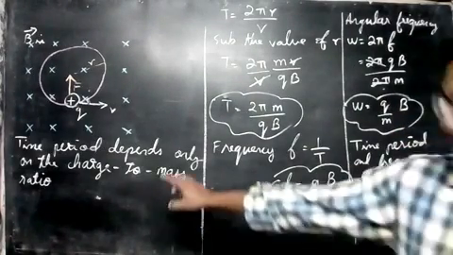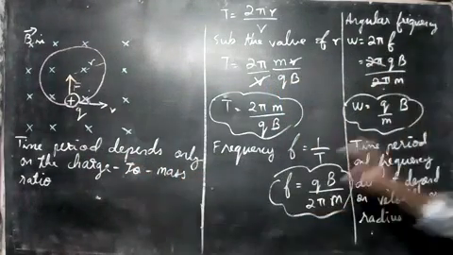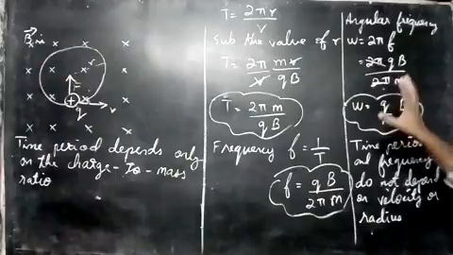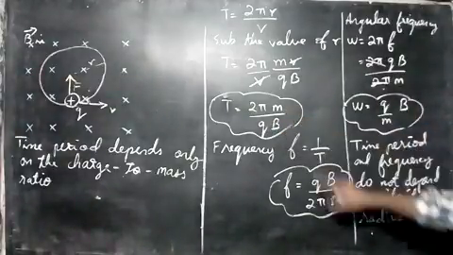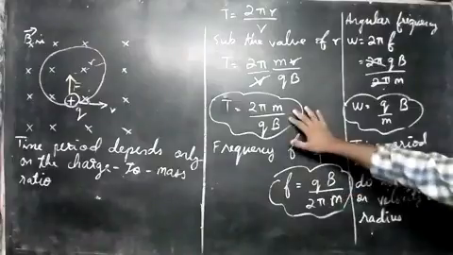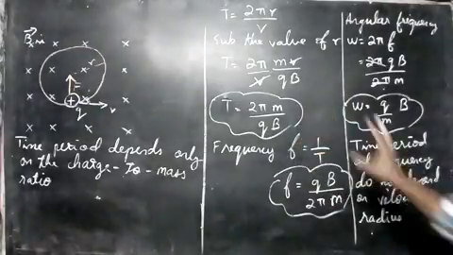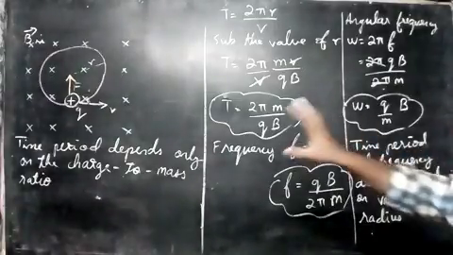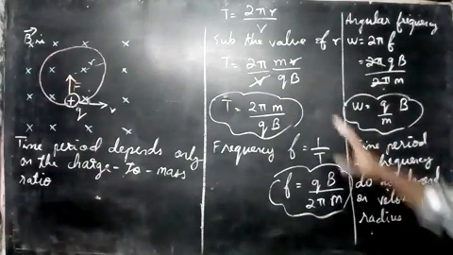So you can see I've written here that the time period depends only on the charge to mass ratio, that means q by m. You divide the charge by mass, and that gives the factor which the time period depends on. You can see q and m are here, and q and m are here. Velocity is not there, radius is not there. This is a very important point to note: it does not depend on the velocity or radius, it depends only on the charge to mass. That will be seen in the next applications. Now let me erase these portions.